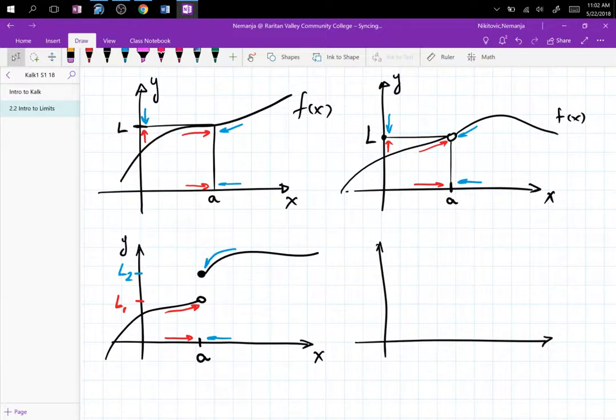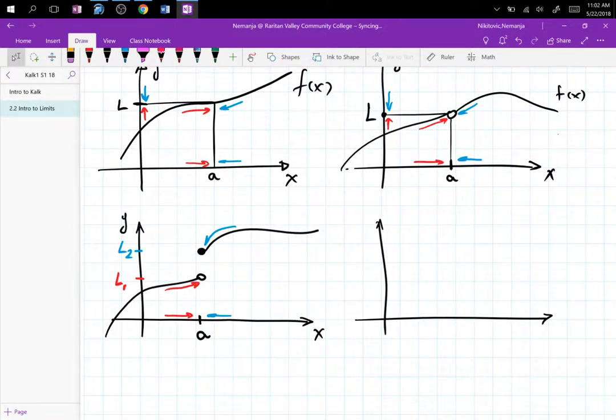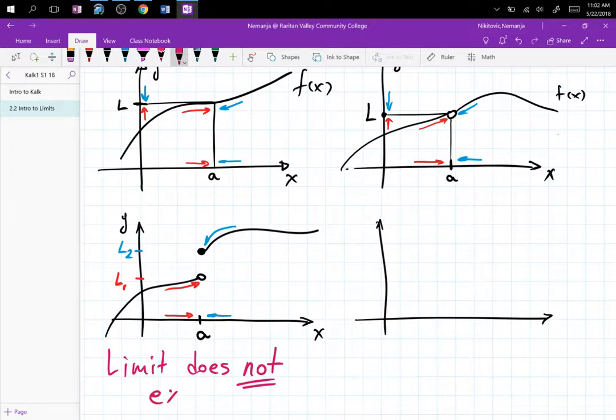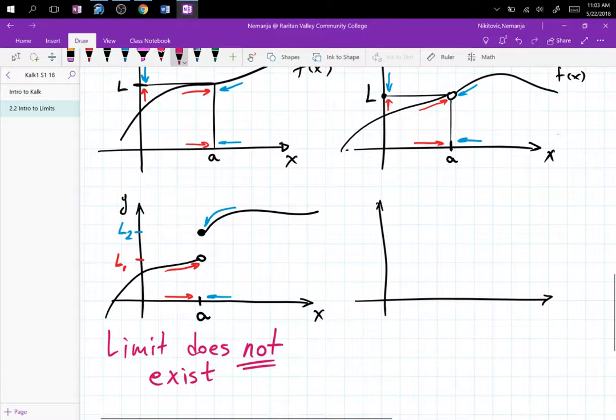Yeah, that's that. And as you can see, they do not meet at the common location on Y. That case is the case where the limit does not exist, because they do not meet at the common point. The y values from these lines do not meet at a common point.